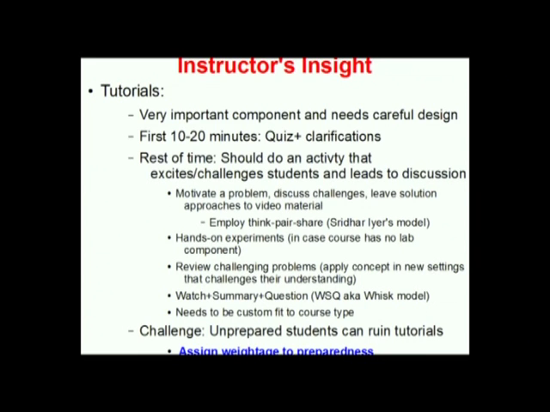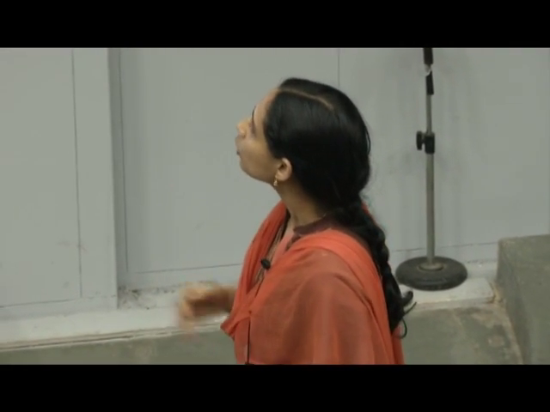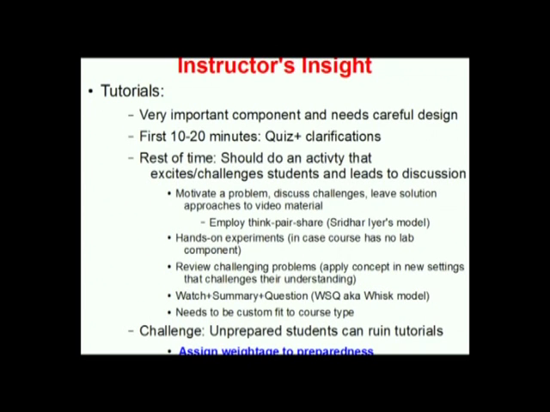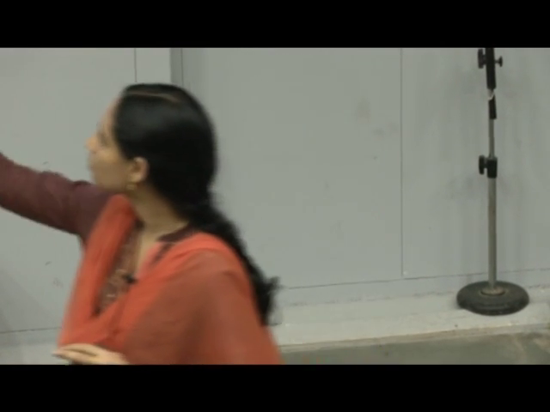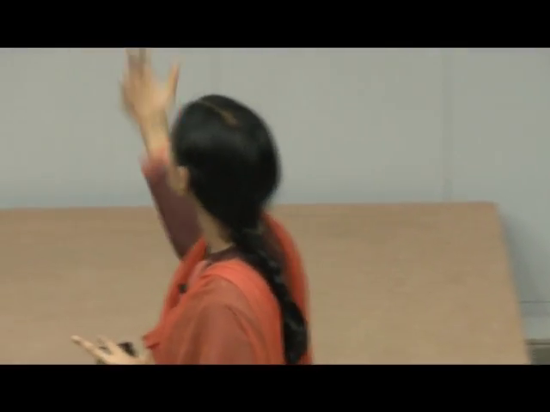If there is a course that has some experiments you could do but it does not have a lab, you could facilitate some hands-on experiments as part of the course, where they again will feel quite excited. You could review challenging problems, basically applying concepts in a new setting that challenges their understanding. If some of you have attended the other MOOCs talk, the Archimedes principle he was mentioning: you think you understood, but when you throw a new problem at it, you realize you didn't really understand the concept. So you could pose such things.